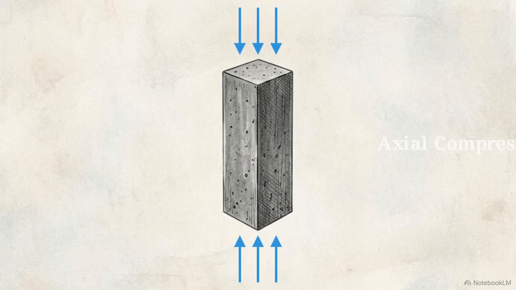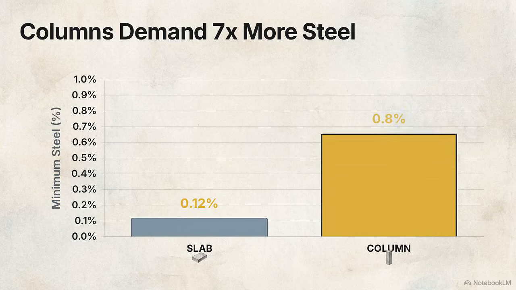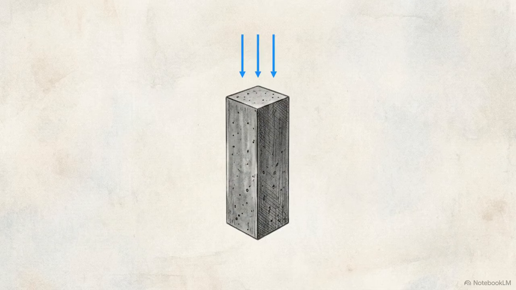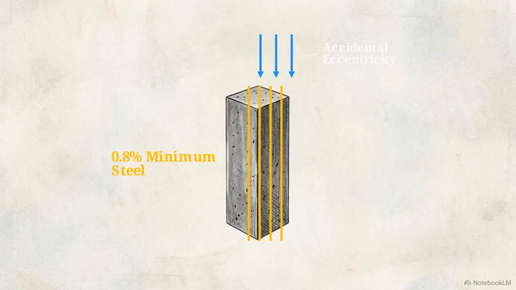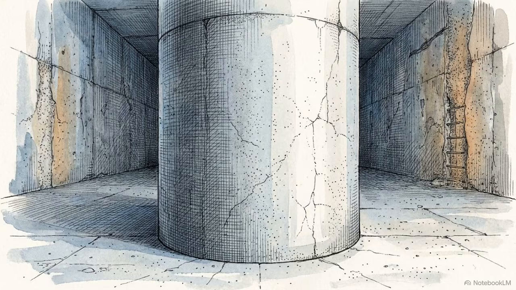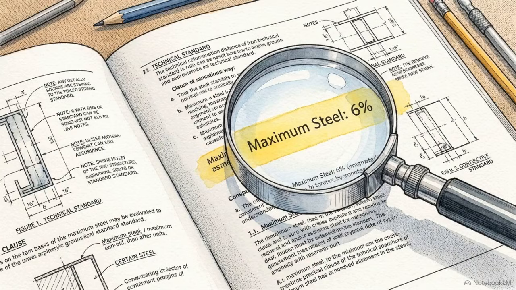This requirement seems high for a vertical member subjected primarily to downward compression, nearly 7 times the baseline steel of a horizontal slab. However, perfect axial loading is a mathematical myth. Physical columns always encounter accidental eccentricities, slight misalignments that induce bending moments. The 0.8% minimum protects against these invisible moments, mitigates long-term material creep, and prevents lateral buckling under massive loads.